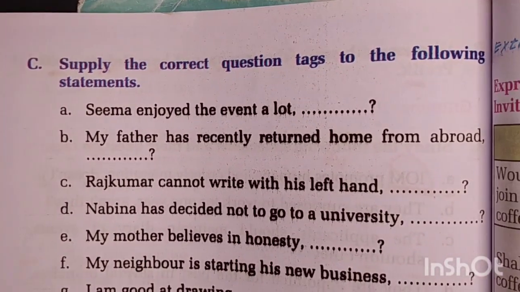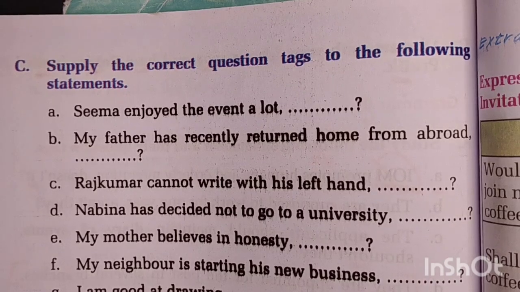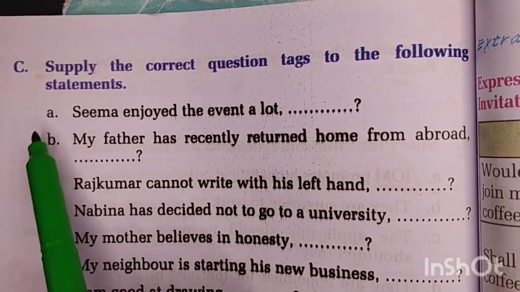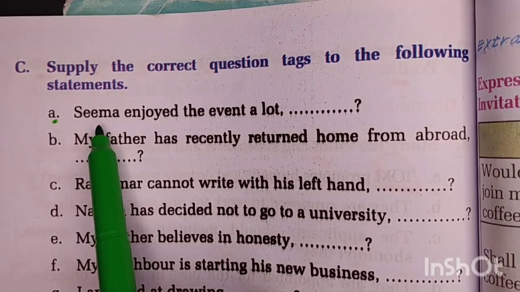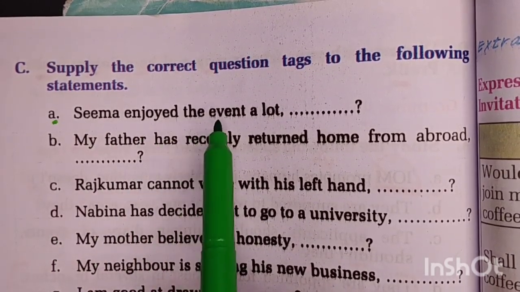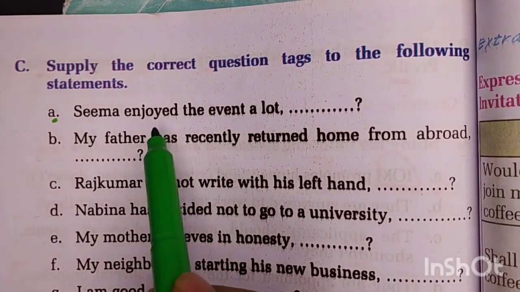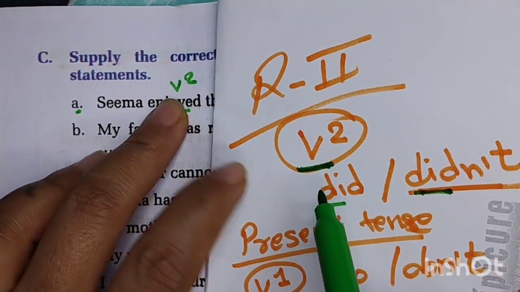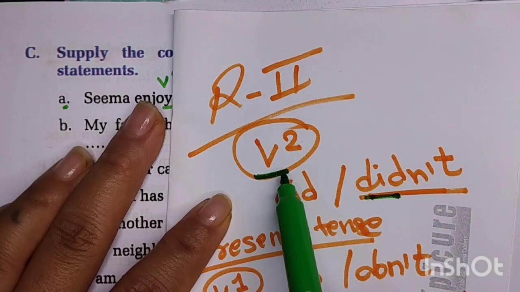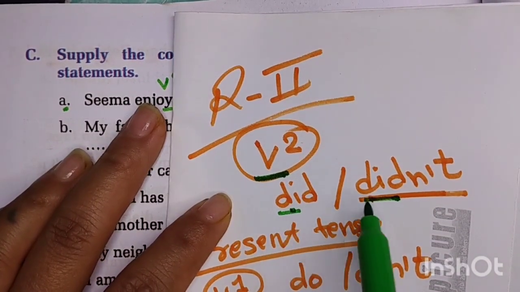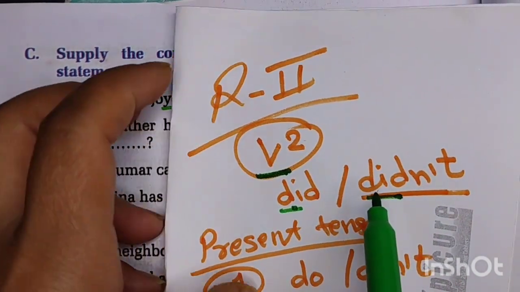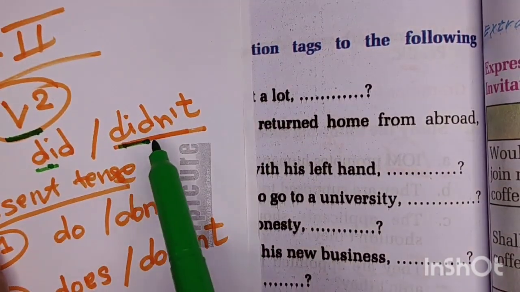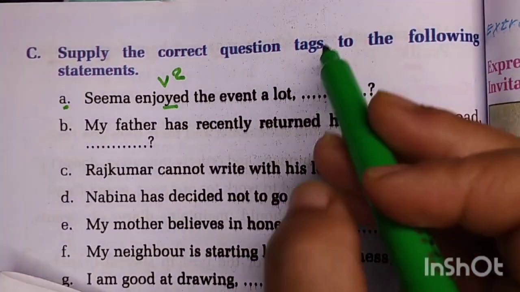Okay, now let's do task C. Supply the correct question tags to the following statements. A. Seema enjoyed the event a lot. So now we have verb 2. If there is verb 2, then we need to use either did or didn't. And look at this. This is a positive statement. That's why we need to use the negative tag. That's why didn't.